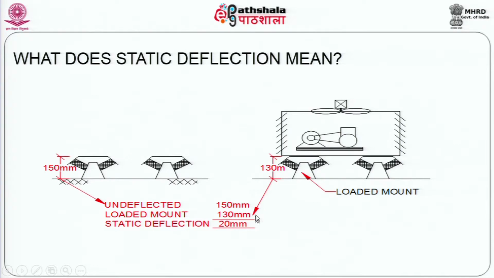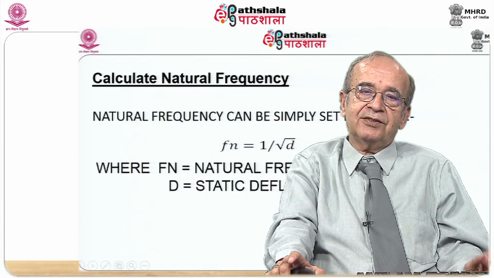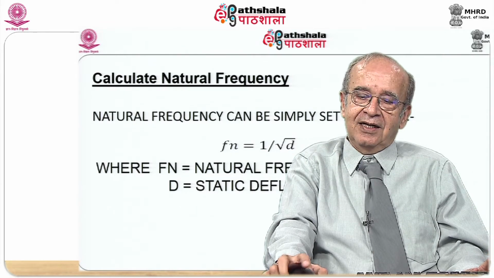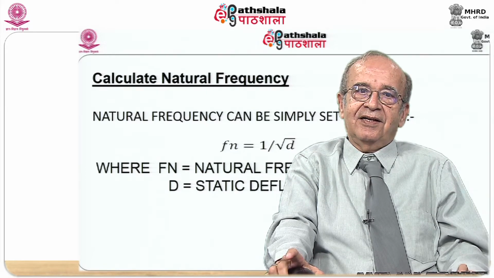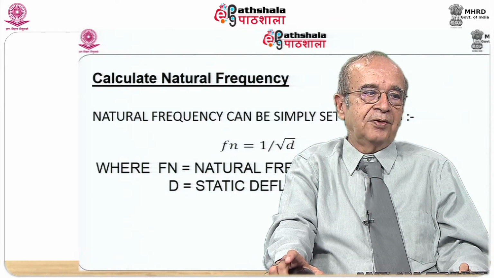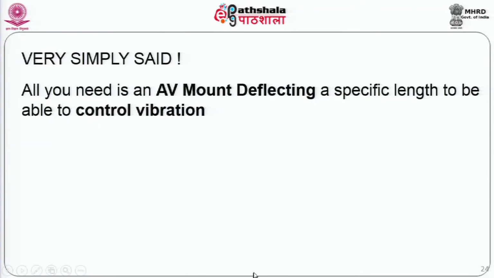Now, this is the only single parameter that will go into our earlier equation of Fn is equal to 1 by square root of d, and we will immediately develop a requirement for the AV mount, anti-vibration mount. In other words, what is required is basically a control on the deflection in relation to the RPM of the equipment that you are bringing. That is what it is in common parlance.